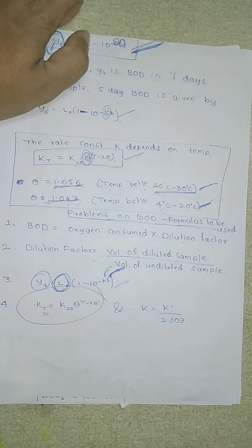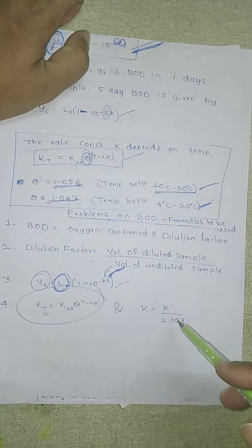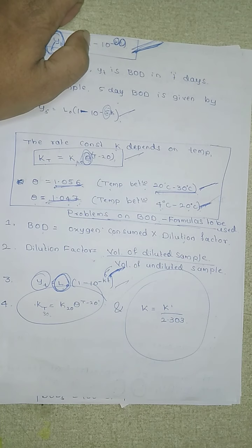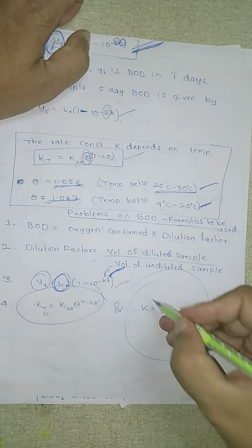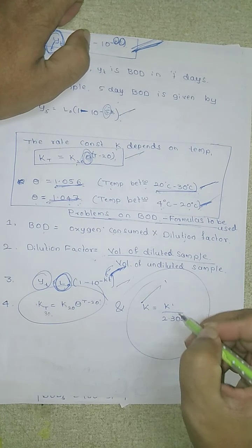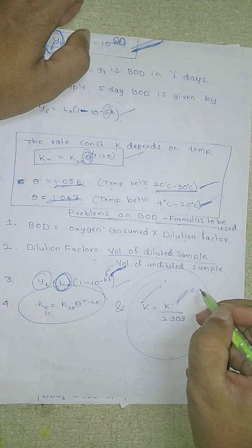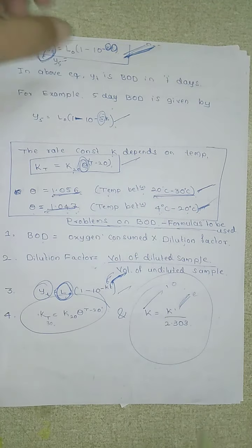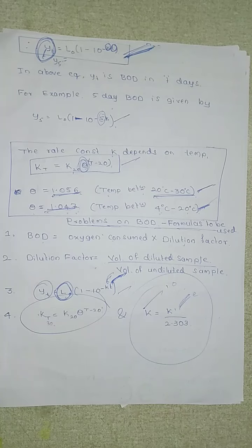That we will be seeing in detail when we solve the problem, and along with that we are going to use the formula k is equal to k' divided by 2.303. This relates the rate constant to the base 10 and the rate constant to the base e. This relation we also need to remember when we solve the problems.